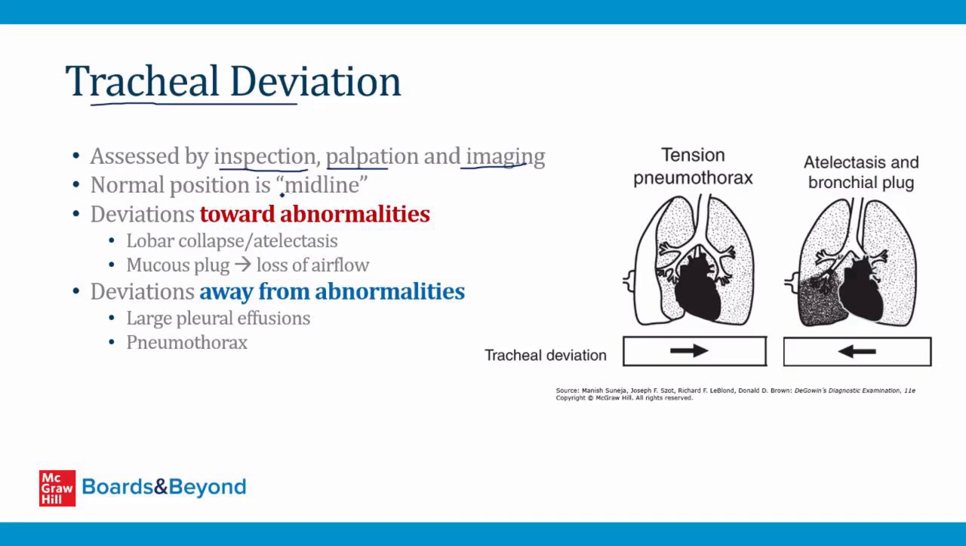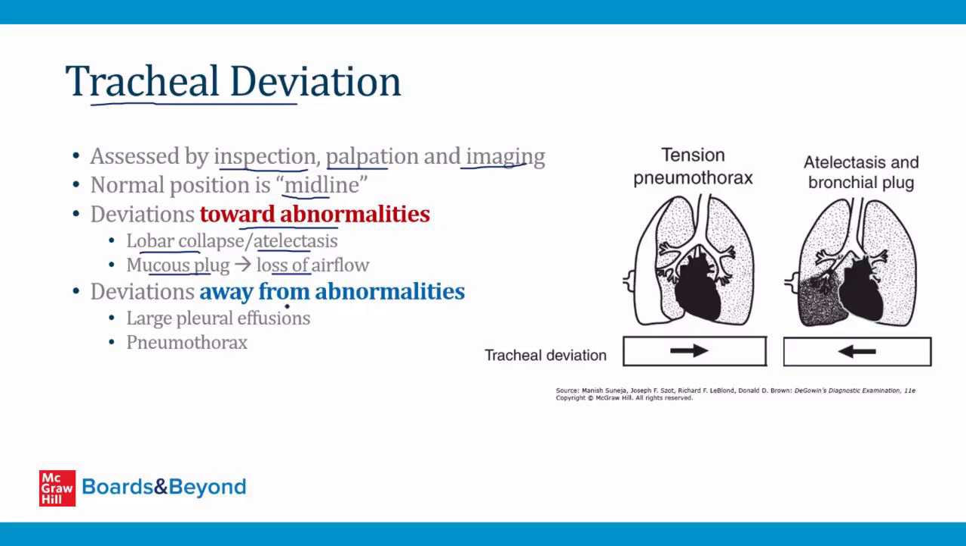The normal position is midline, but there are certain pathologic lung conditions that cause the trachea to deviate towards the affected side. In other words, toward the side with the pathologic process. So if you have a lobe collapse and you have atelectasis, the trachea will deviate towards that side. You can also see this happen if there's a mucus plug and there's no airflow to a lobe or a major section of the lung. This can also cause tracheal deviation toward the side with the abnormality.